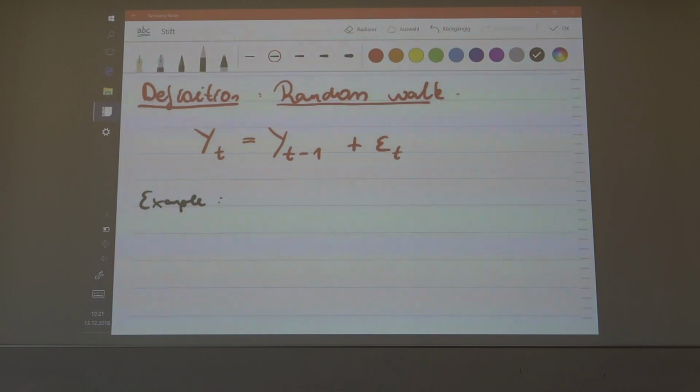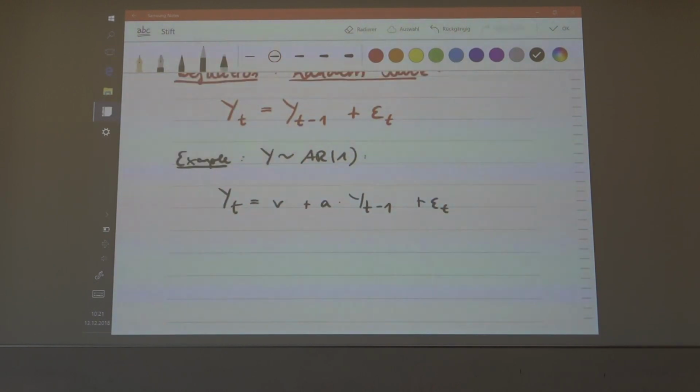Let's say y is a first-order autoregressive process. This means that y_t is equal to a constant plus a times y_{t-1} plus the noise. If the constant is equal to 0 and a is equal to 1, then the process is going to be a random walk, obviously. So this means that y is a random walk. This is just a special case.